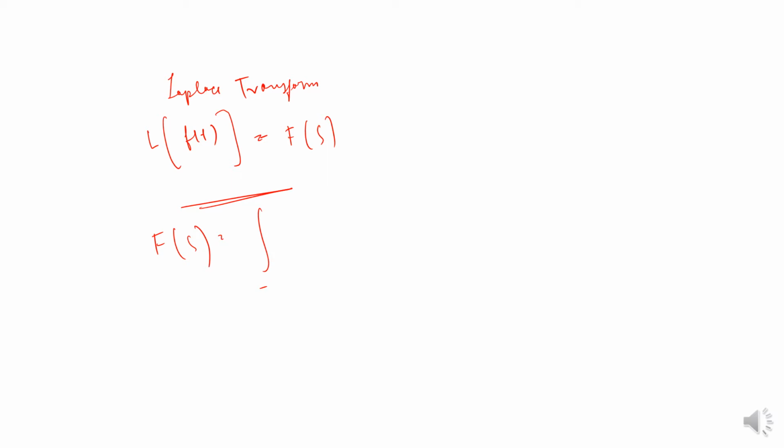Laplace transform. For a function f of t, the Laplace transform is defined as L of f of t and is written as F of s. This means that the Laplace transform of f of t is F of s. And the formal definition of F of s is written as: integral from minus infinity to infinity of e power minus st f of t dt. This is the formula.